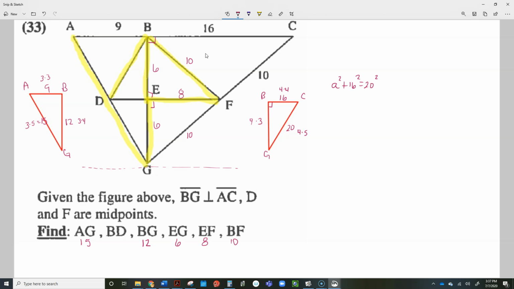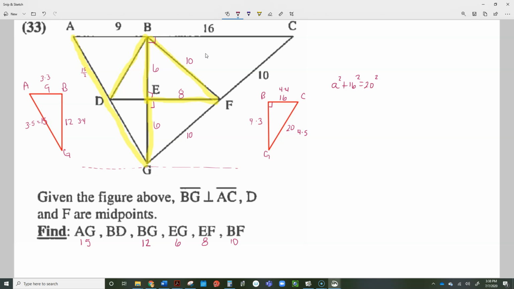Okay, so remember, this one right here is a midpoint. So I know that the whole thing is 15. So this is 15 over 2. Oh, let's see what else I know. I found this one a while ago. Let me go back and look at my notes. No, I didn't find that one.